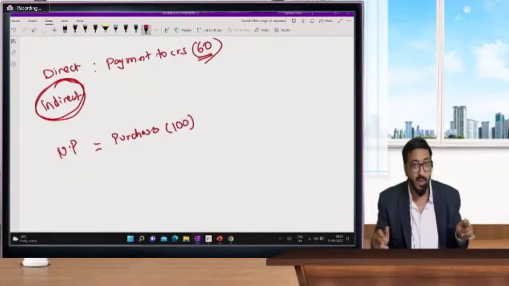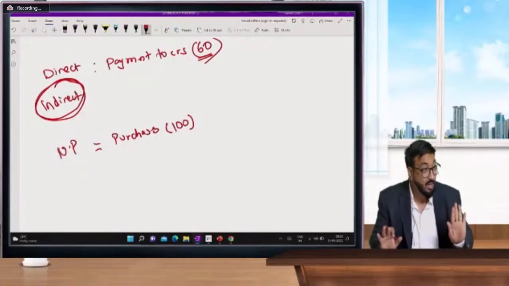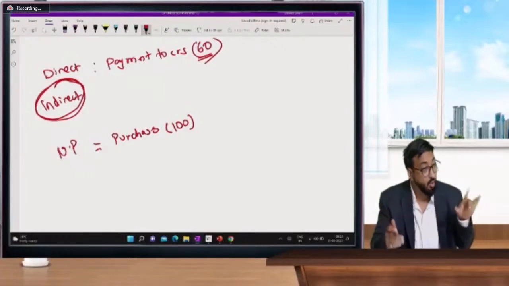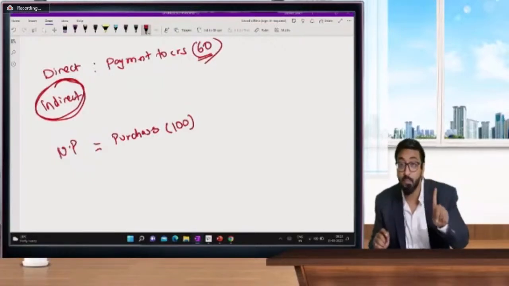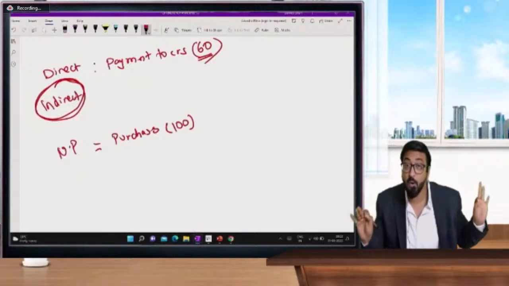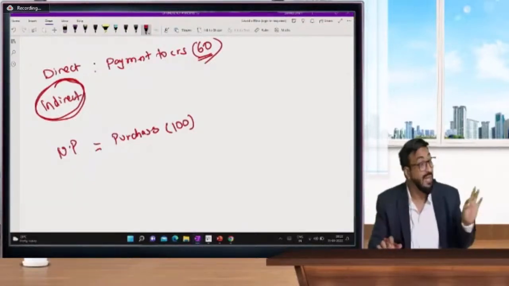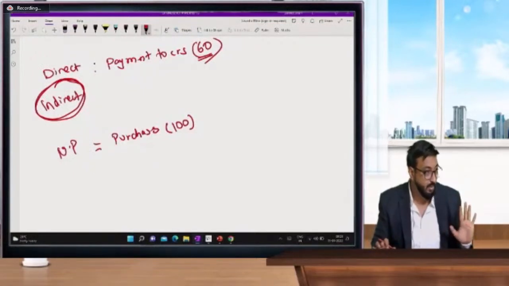Payment to creditors is my outflow. You will start with 20, but for concept clarity, I am considering purchases of 100 while calculating net profit. You got this concept?